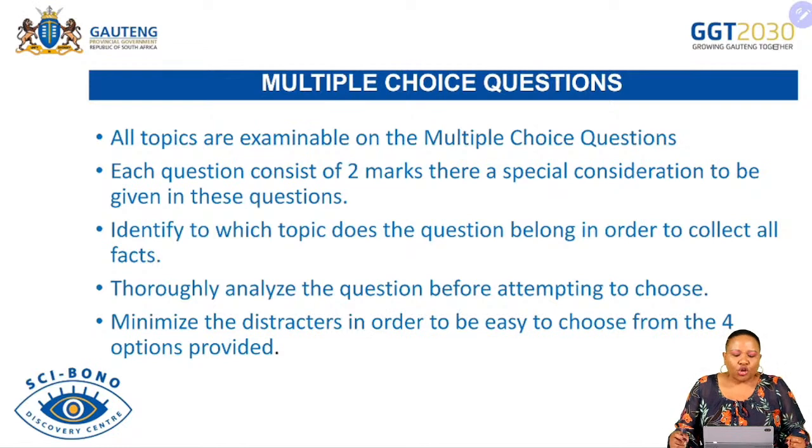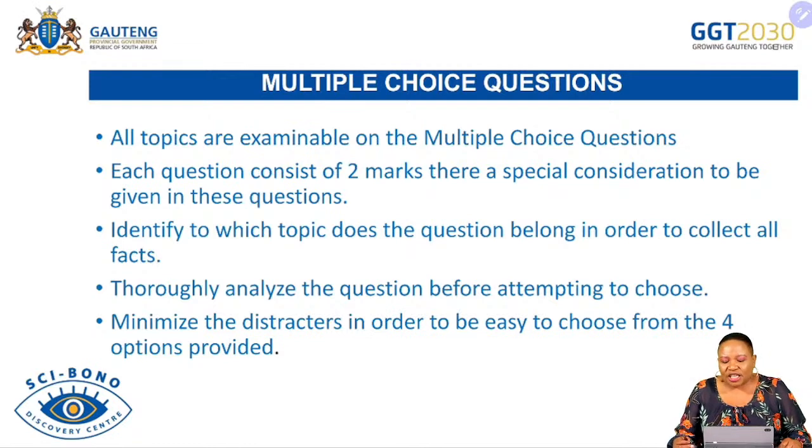Immediately when you identify that, your mind will be tuned to that topic and you'll start gathering the facts about that topic. So you also need to thoroughly analyze before attempting any choice, before you choose any answer, because you will always be provided with 4 distractors, or 4 options. So before you choose any option, you need to thoroughly think about the option that you're going to choose. But that will only happen after you have identified which topic that question belongs to.